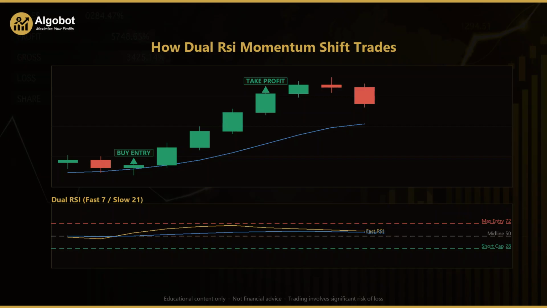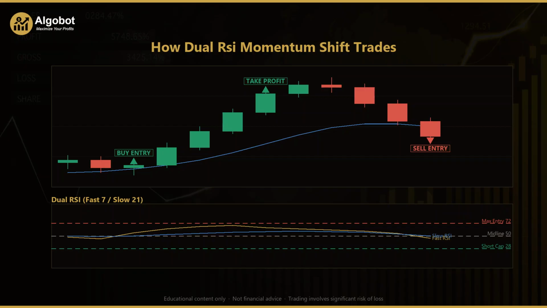After that, the picture changes. Price stalls near its highs, and the candles lose their push. Watch the subpanel closely. The gold fast line rolls over and starts falling back toward the slow line. Around the 11th candle, the momentum shift completes to the downside.